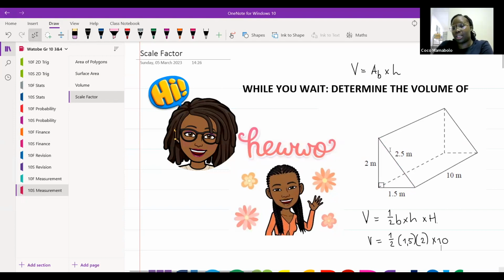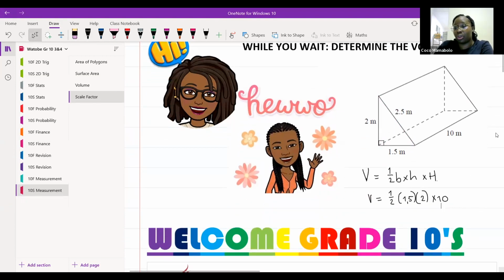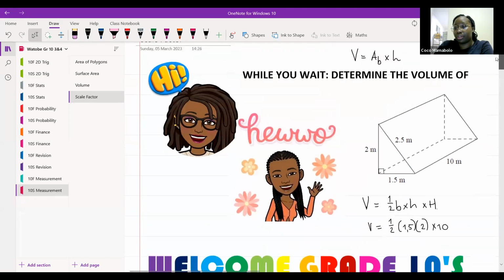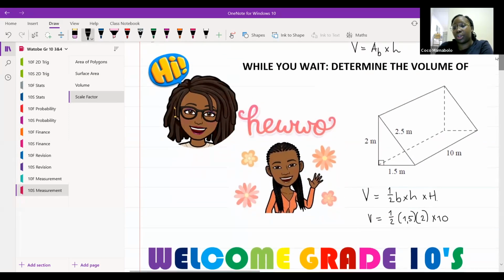And if I put this into a calculator, I'm going to get 15 meters cubed. The volume is equal to 15 meters cubed. All right, and that's that question.